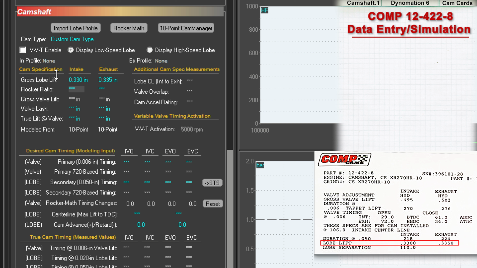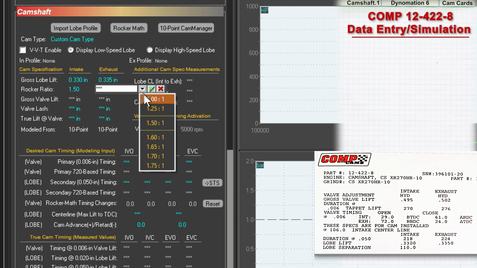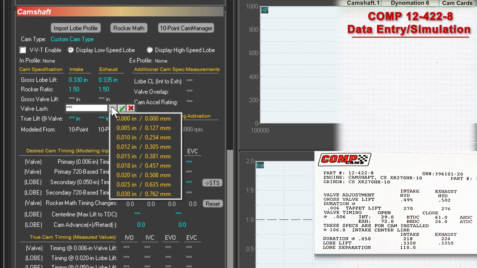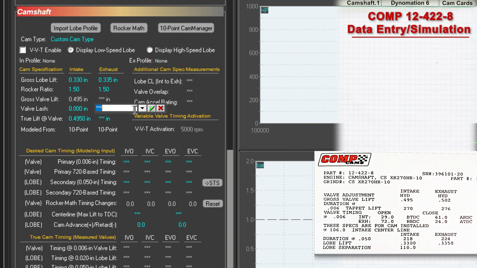Next is the rocker ratio. While it is not included on the cam card, we'll enter 1.5:1 for both the intake and exhaust rocker arms. This is the factory ratio, and this camshaft is designed for stock rockers. Since this is a hydraulic lifter camshaft, we'll set zero lash for both valves. The simulation calculates the true valve lift heights, and a quick check shows that they match the cam card.